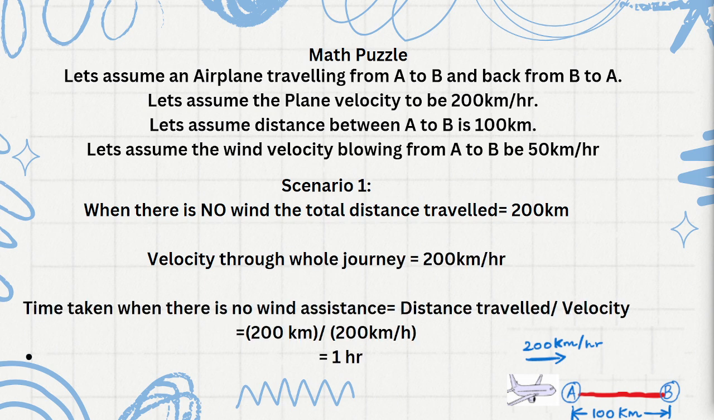In scenario 1, when there's no wind, the distance traveled is 200 kilometers. And the velocity through the entire journey is 200 kilometers per hour. And when you calculate how much time it takes to go from A to B and back from B to A, you have to use the formula distance traveled over velocity. The distance traveled through the entire journey is 200 kilometers, and the velocity through the whole journey is 200 kilometers per hour. So it's 200 kilometers divided by 200 kilometers per hour, which is just 1 hour. So the total time for scenario 1 is 1 hour.